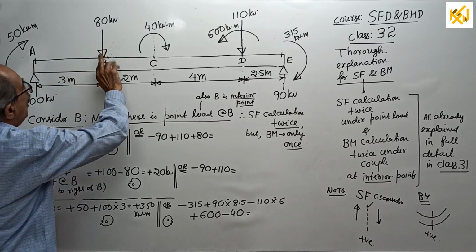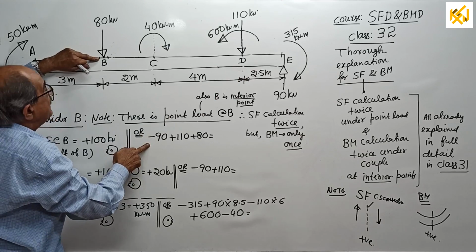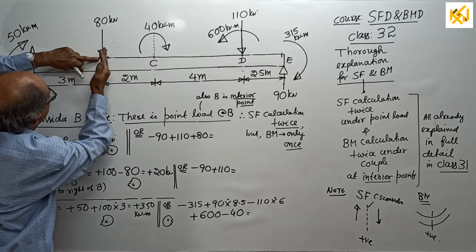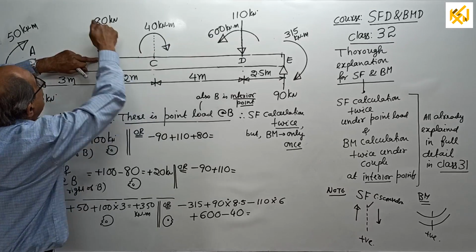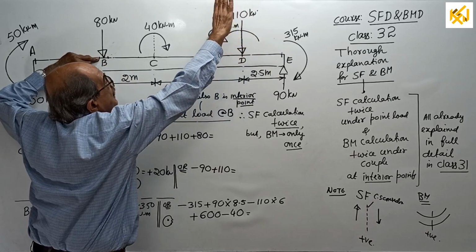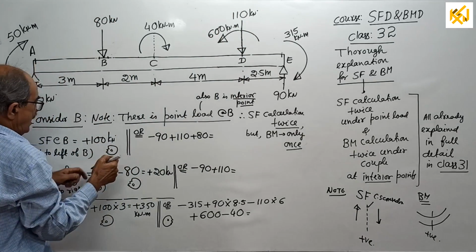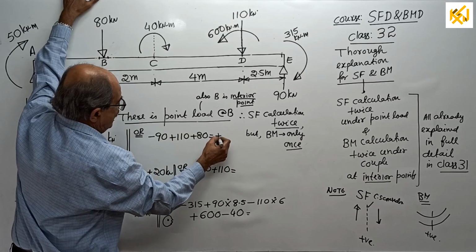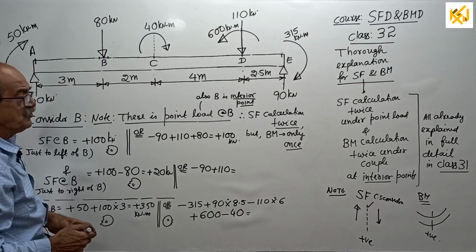Now, in case you look at the right side, only for understanding. See, you are here now. You are just to the left of B. If you look at the right side, you can see this load also now. See, start from there. Minus 90 plus 110 plus 80, 100% the answer will come plus 100. I am not going to bother about the calculation.